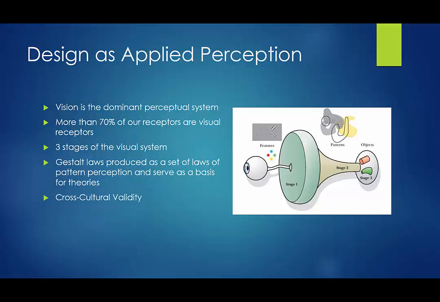He also talks about the Gestalt laws, which are proximity, continuity, symmetry, similarity, common fate, common region, and connectedness. And these are really important when it comes to designing. These laws have also served as a basis for many other theories. And then we'll talk about cross-cultural validity, which I'll get into a little bit more in the next slide.